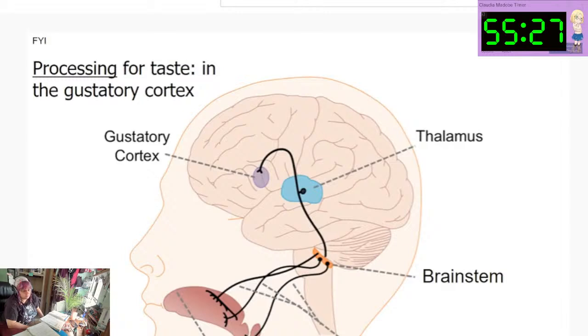So let's kind of look at the processing step a little bit more here, since we are familiar with some parts of the brain and their respective functions. So this is a picture of our head showing how information from our tongue travels to our brain for processing of taste. So taste receptors on our tongue deal with perception. Voltage changes in the receptor cell and the taste bud result in neurotransmitter release.